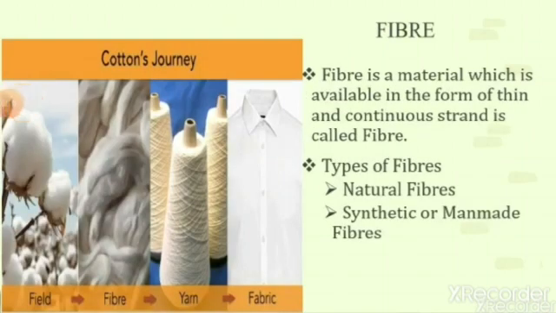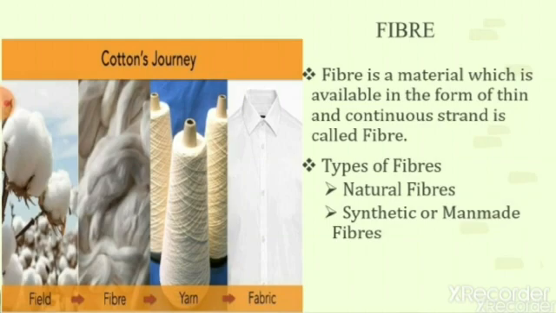So fiber is a material which is available in the form of thin and continuous strands. For example, we can see a cotton plant in a field which is then converted to a fiber. This fiber is turned into a thin thread form which is called yarn. This thread is then joined together to form a fabric. This is a simple example of how a fiber is converted to fabric.